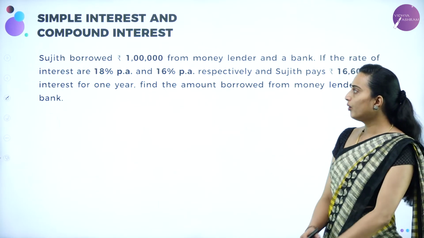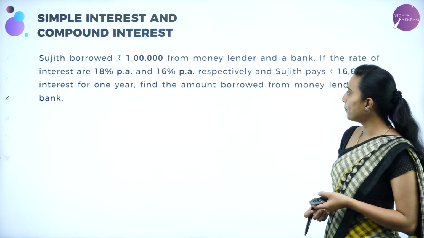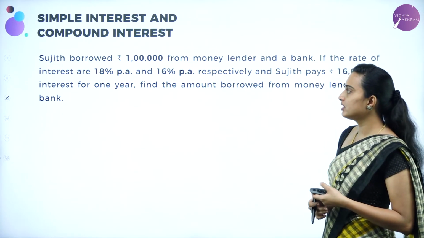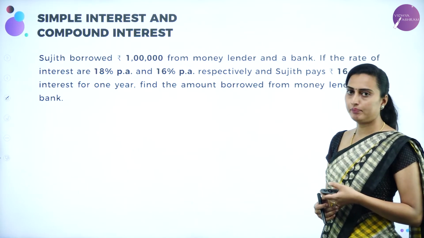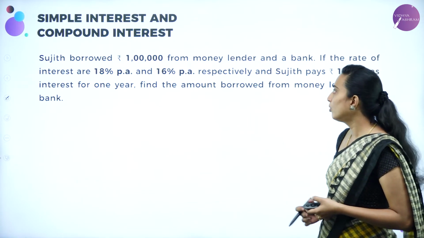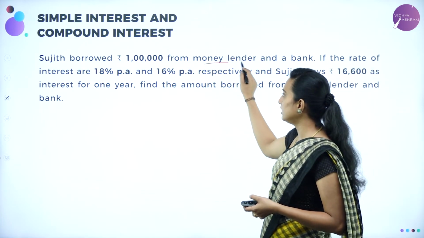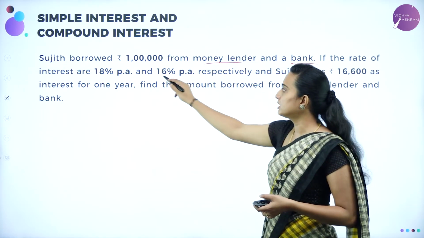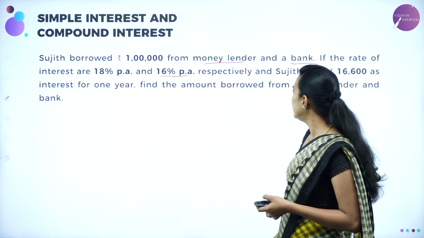Sujit borrowed rupees 1 lakh from a money lender and a bank. If the rates of interest are 18% per annum and 16% per annum respectively, that means what is borrowed from the money lender is at 18%, and what is borrowed from the bank is at 16% respectively.